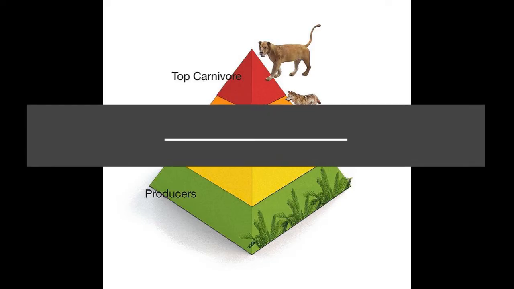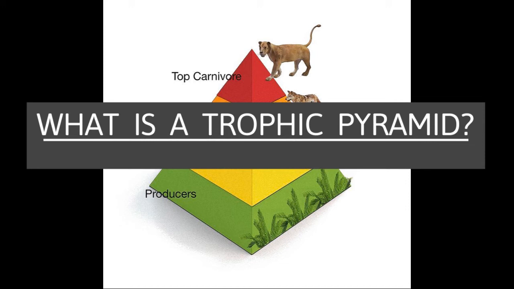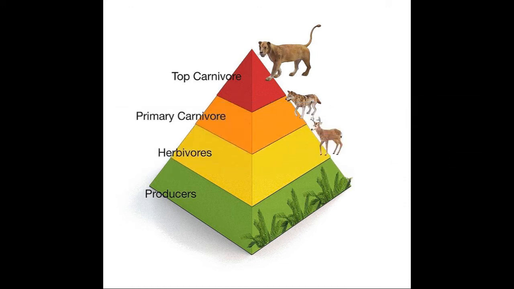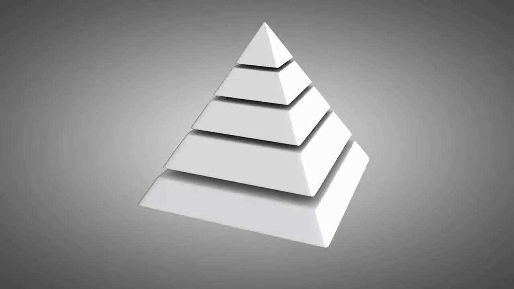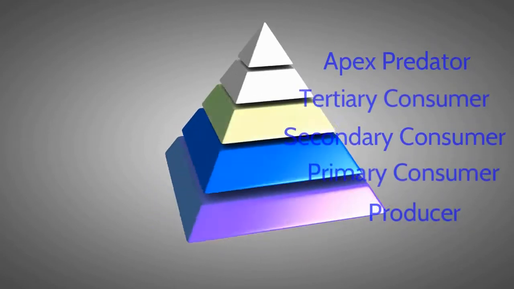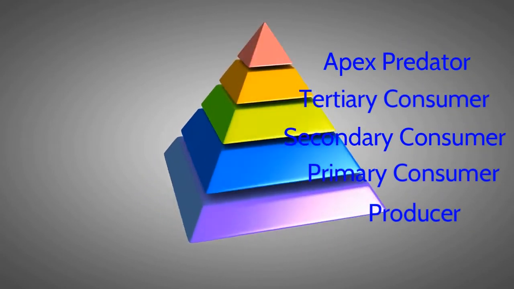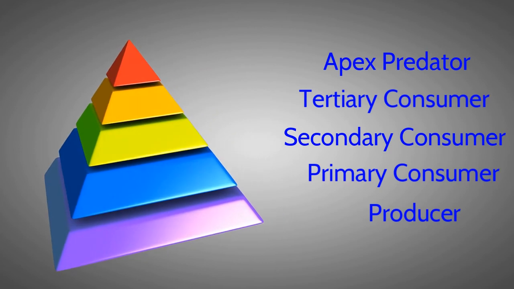Next up, we'll be talking about the trophic pyramid. The trophic pyramid shows the turnover rate of energy in an ecosystem. Stacked like layers, we're able to see the progression from plant to carnivore. At the bottom, we start with producers and move up each level based on the level of consumer until we reach the apex predators at the top.